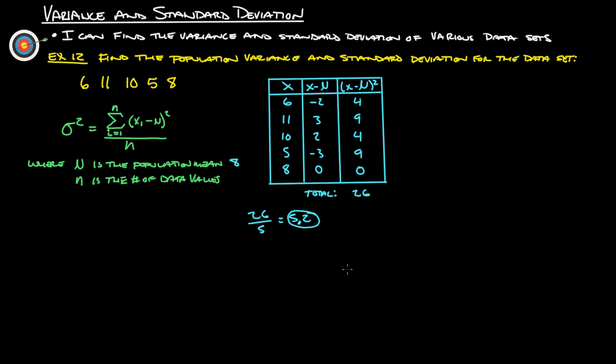Okay, that's 5.2. Okay, and then now to calculate the standard deviation. So let's see, this is the population variance.